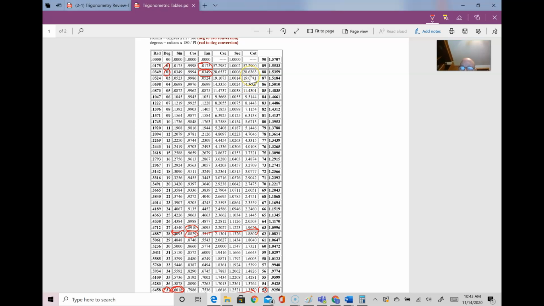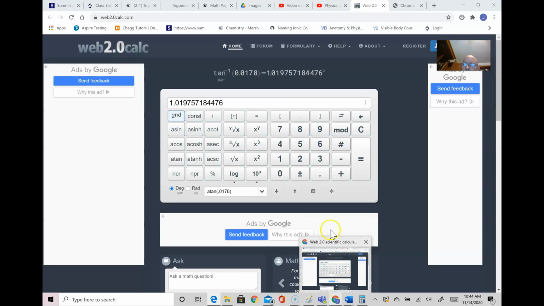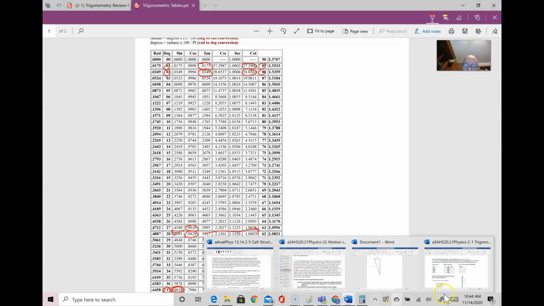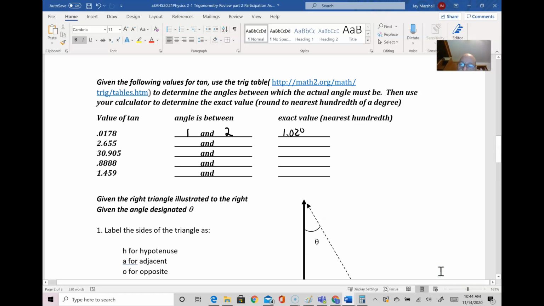Okay, and I notice that's going to be between 28.6363 and 57.290. So that angle has to be between 88 and 89 degrees. Okay, 88 and 89 degrees, and so I'm going to go back to my worksheet here and say that's between 88 and 89 degrees.